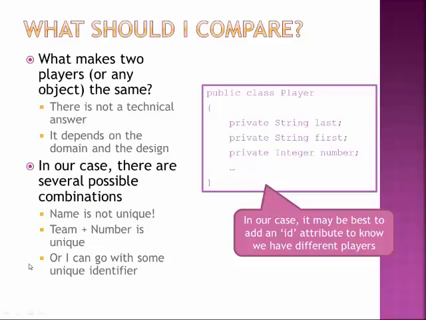So again, I can compare on anything as part of an object. We have our player object. What the answer is not important. Is it the first name? Is it the last name? Is it the number? That's up to the business context. What is the definition of what makes a unique object?